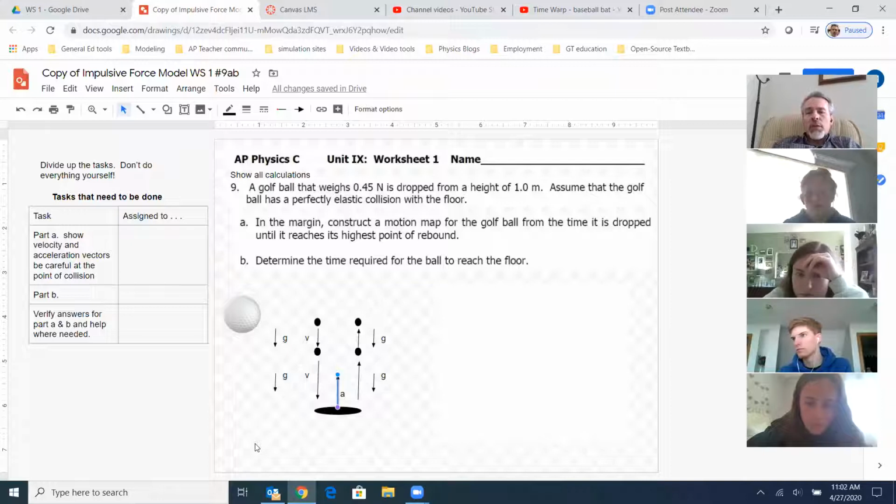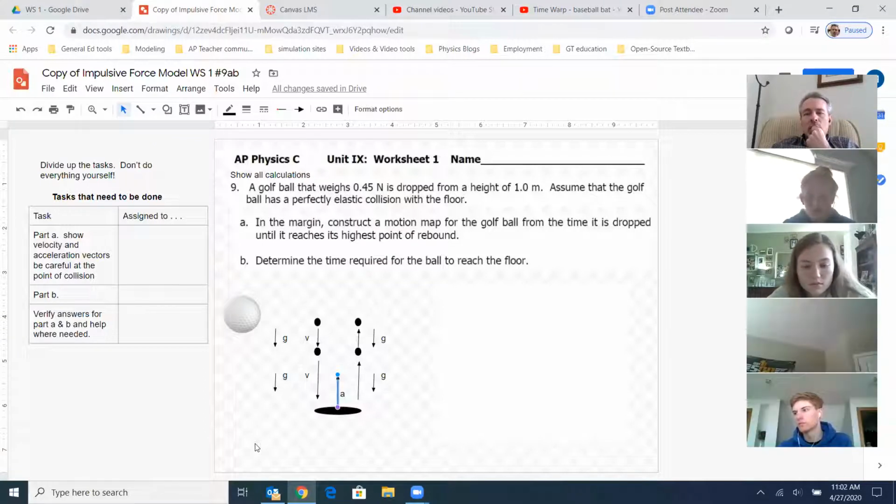So what force is that exactly at the bottom that causes the impulse? If you could unmute yourself. What force causes the impulse when it hits the floor? Whatever, normal force. Yeah, it's a normal force, right?